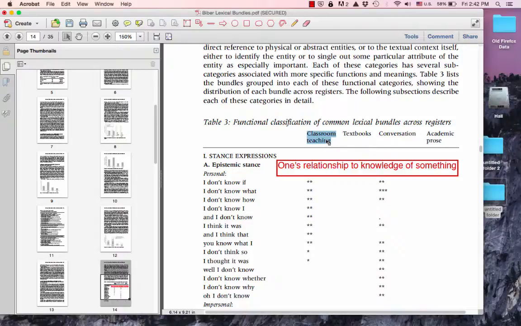Classroom teaching, that is to say, when the teacher is talking to the students or there's basically any classroom interaction. Okay, so they took verbal transcripts. Then, of course, there were the textbooks that learners were reading. Then, of course, there's conversation. I suspect if I were to go back into the definitions a little further up, that conversation would just be casual people talking. And then, of course, there's academic writing. Okay.